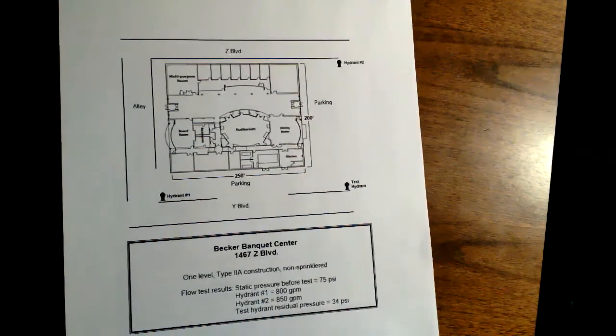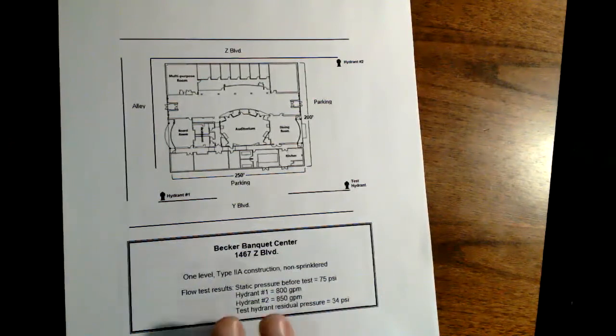They provide you with the layout or the floor plan of the banquet hall, and they also provide you with some information down here, as far as the type of construction, non-sprinklered, and then your test results. Those are all going to be really important.